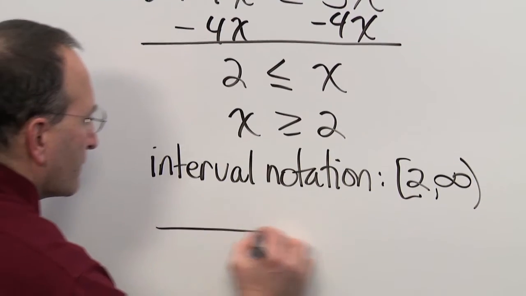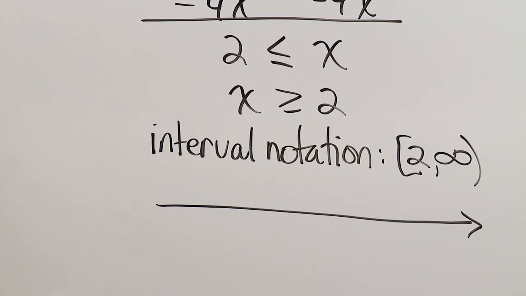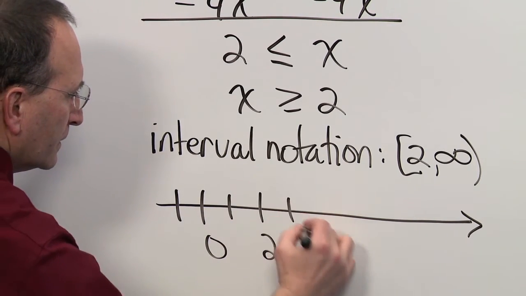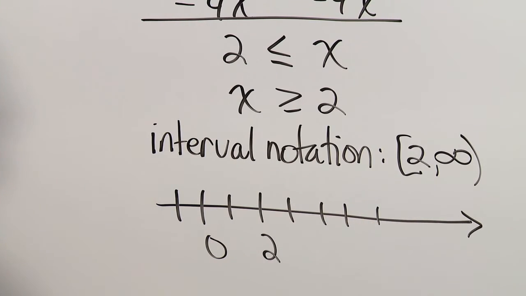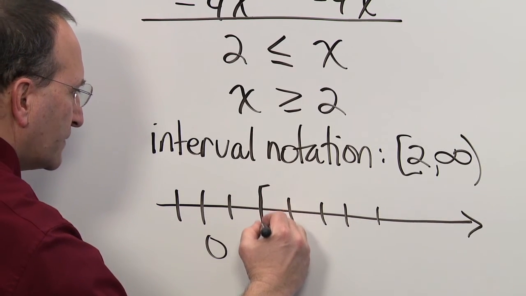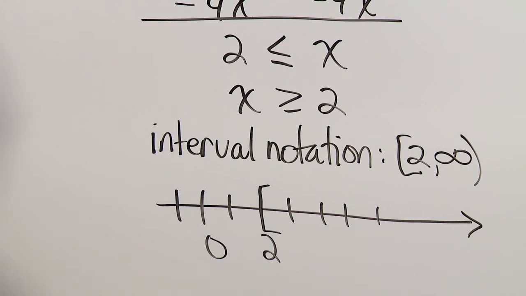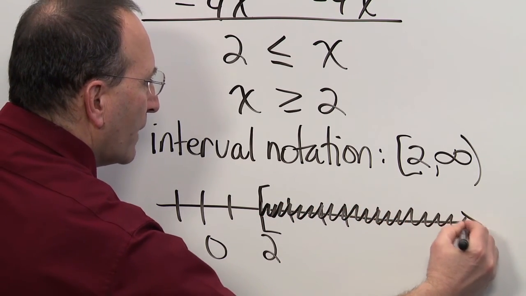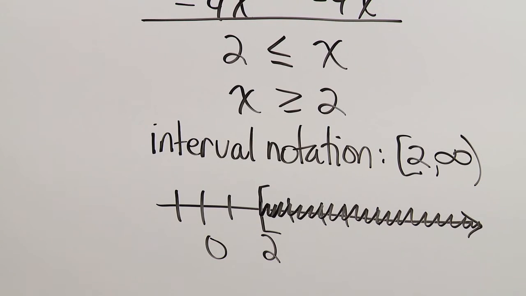So in terms of the graph, we would write 0, 2, and then a few more. And we would put a bracket at 2 to show that 2 is included, and then we would shade in going all the way out to the right to show that it goes to infinity.